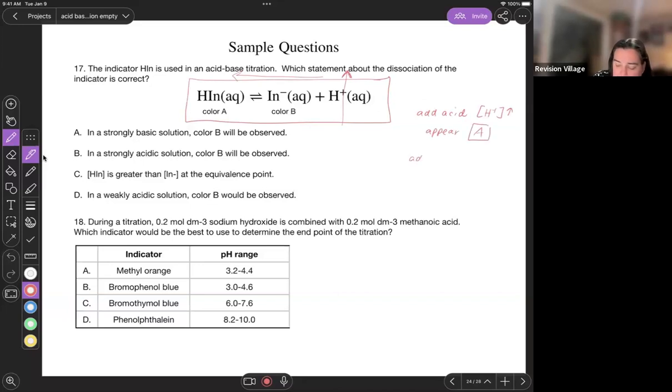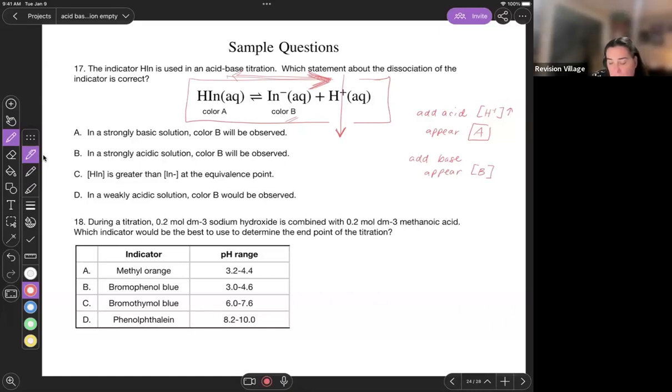Similarly, if I add a base, what's going to happen is the base is going to react with the H+ ions. It's going to make water. And when it reacts, those H+ ions are going to go away. And when we lose a product, Le Chatelier tells me that the reaction should shift forward to undo that stress and make more of the product. Consequently, my stuff should appear B. And so I have this nifty little system where if I add acid, it looks A color, and if I add base, it looks B color.